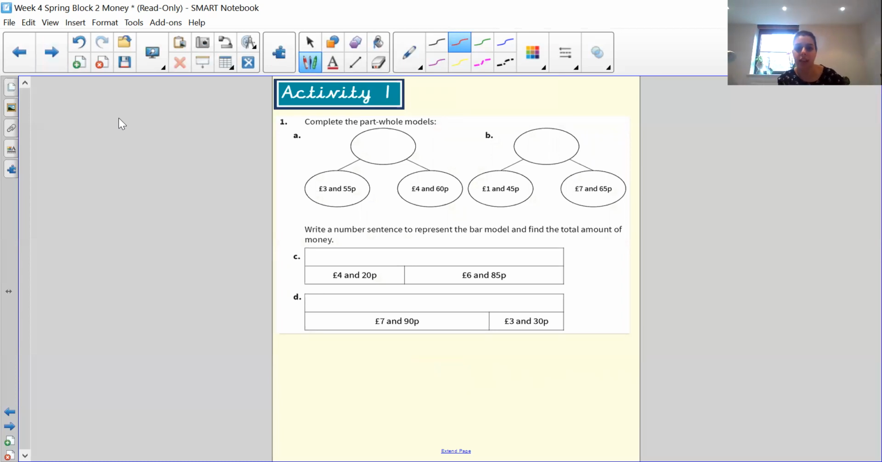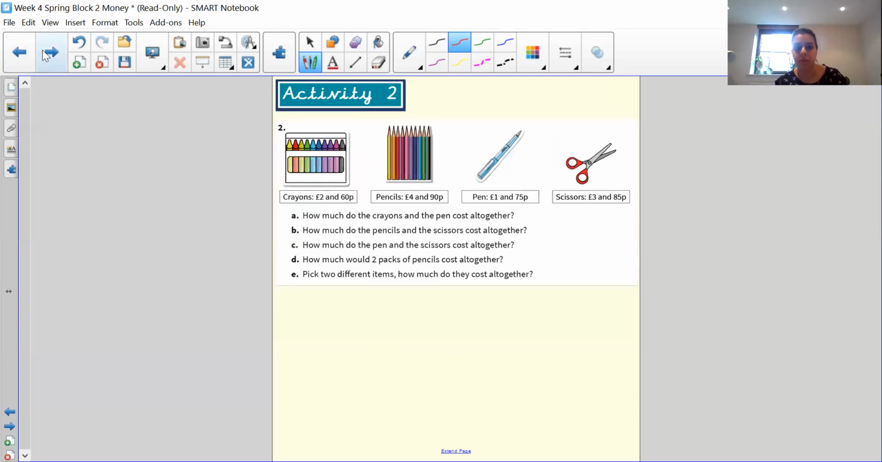So in this activity, activity 1, complete the part whole models. So you've got £3 and 55 pence, £4 and 60 pence, and you would need to work out what the total is. Same with this one. Then it says write a number sentence to represent the bar model. So you would be adding this and work out the total. Same with this. There's all questions that we've just been doing. Work them out carefully, and remember, if your pence is over 100, you need to convert it to pounds.